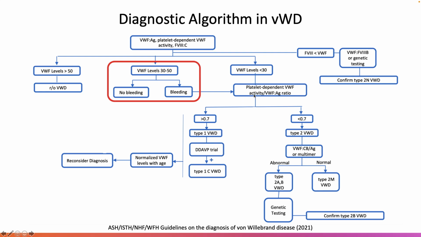And the next step is to check the ratio. So you are checking the ratio of the activity level versus the antigen, which is the quantitative measure of it. So you are basically measuring the quality versus the quantity ratio. So let's say your level, for example, in this lady, she actually is more than 0.7. What does this tell us? It means the quantity is lower than the quality.